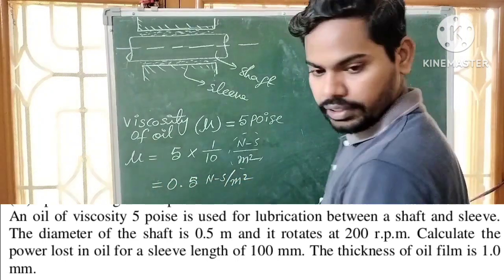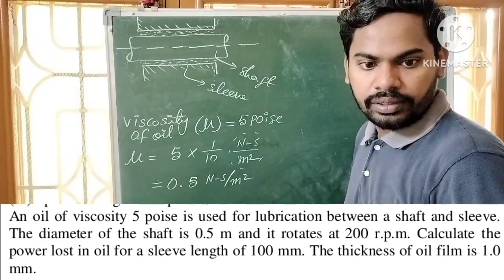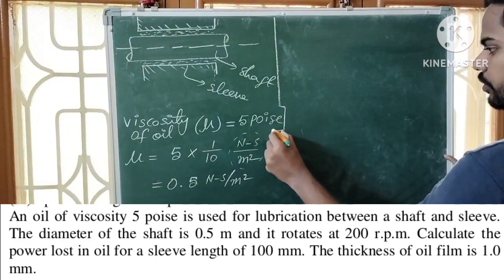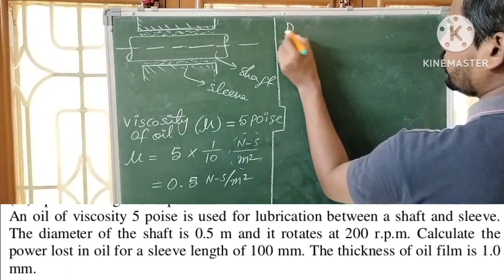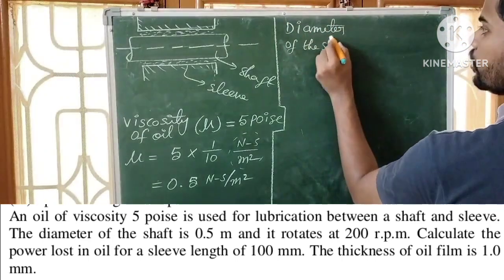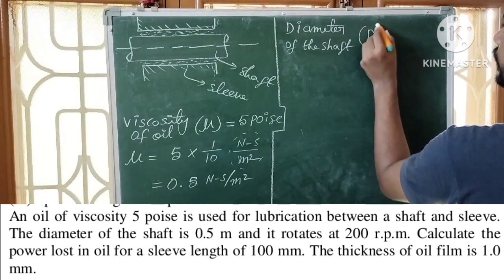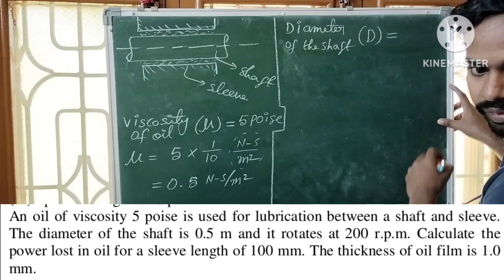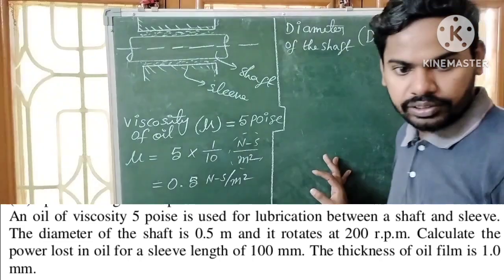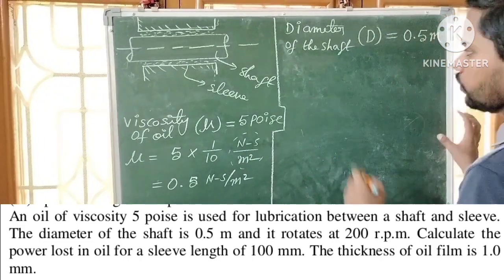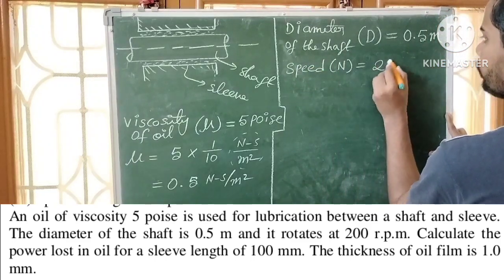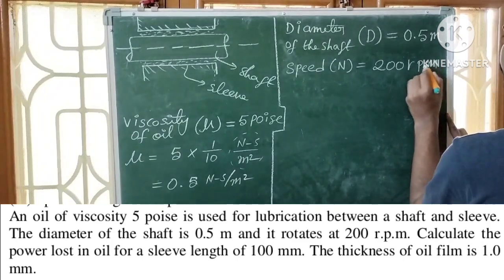Next given, the diameter of the shaft. The diameter of the shaft, capital D, is 0.5 meters. And it rotates at 200 rpm. Speed N is equal to 200 rpm, 200 revolutions per minute.